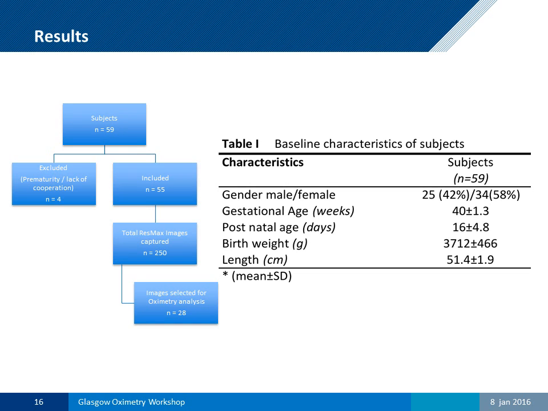The results were that we included 59 patients. We had to exclude 4. We included 55. We got 250 Resmax pictures, which we had to reduce to 28 images that were selected for analysis. Our male-female were quite equally distributed, and we had a mean postnatal age of 16 days.